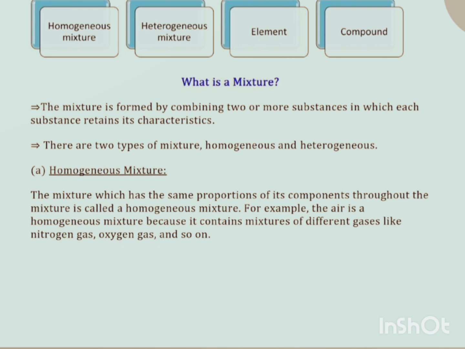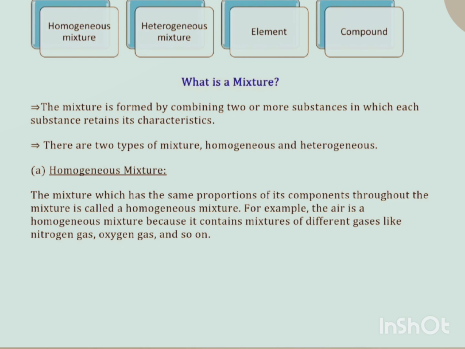So let us first learn in detail about the mixture. What is a mixture? A mixture is formed by combining two or more substances in which each substance retains its characteristics. We have two types of mixture, homogeneous and heterogeneous. Let us learn the details about the homogeneous mixture. A mixture is a combination of two or more substances.